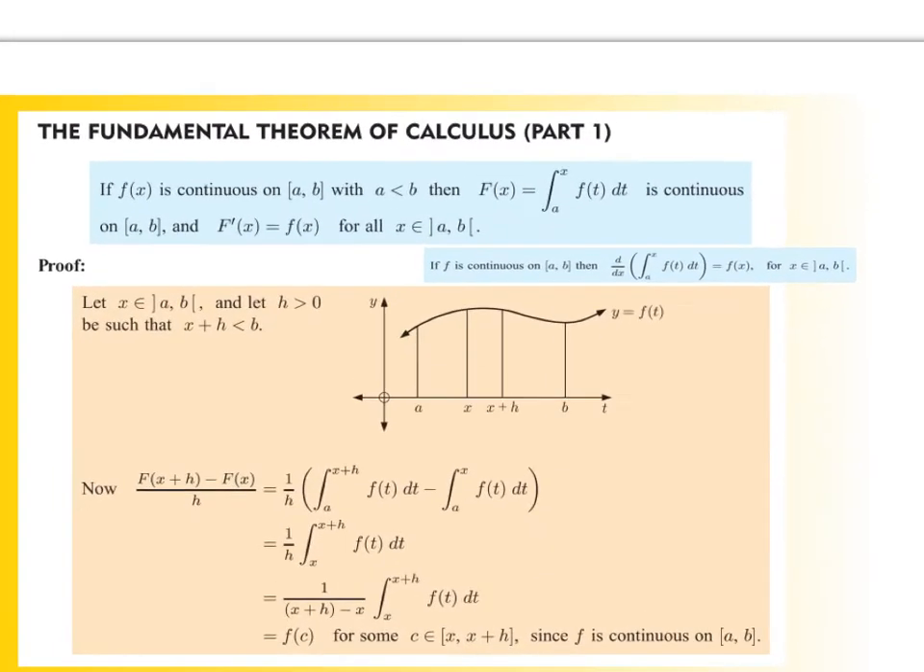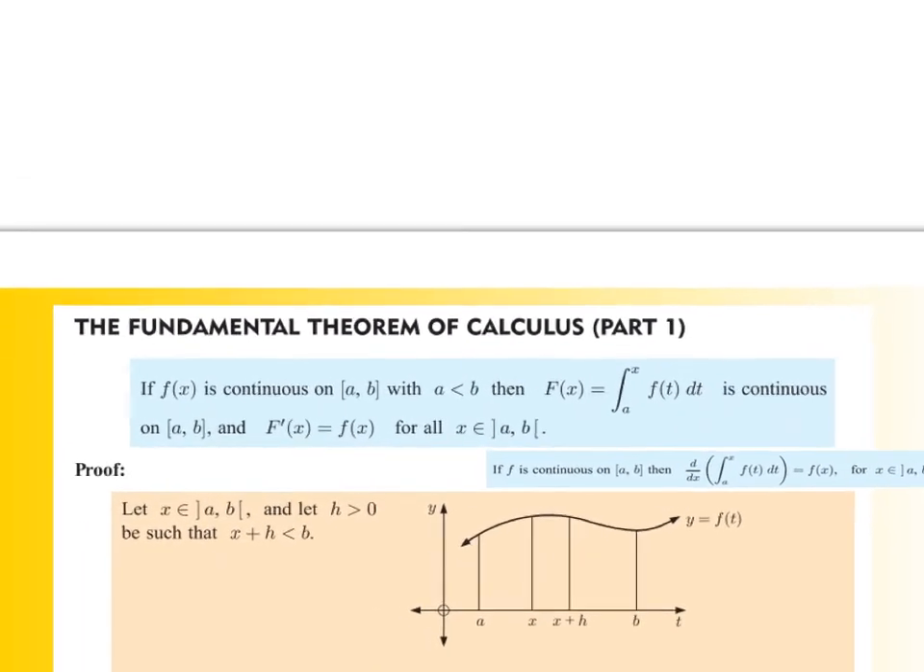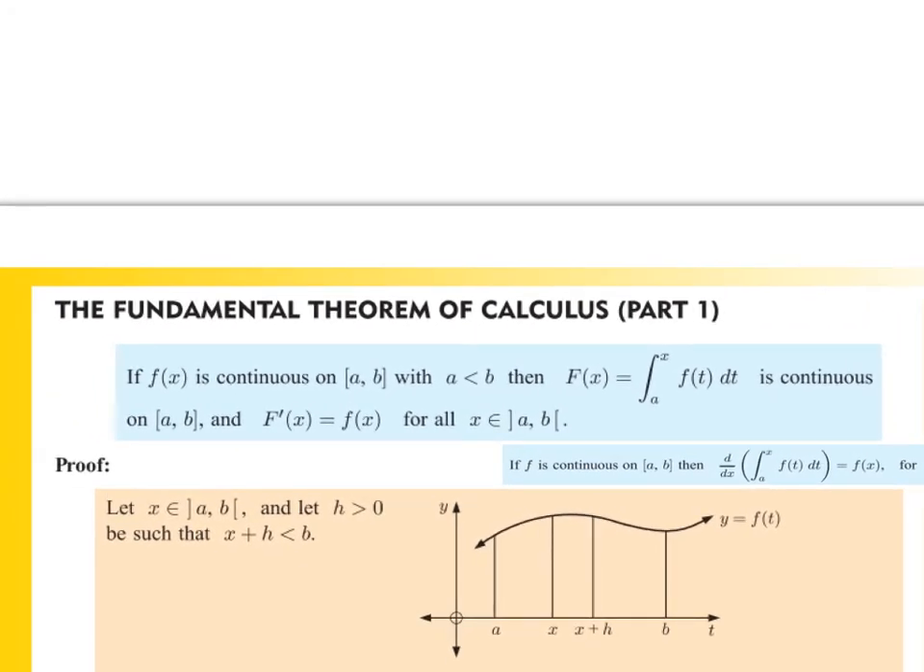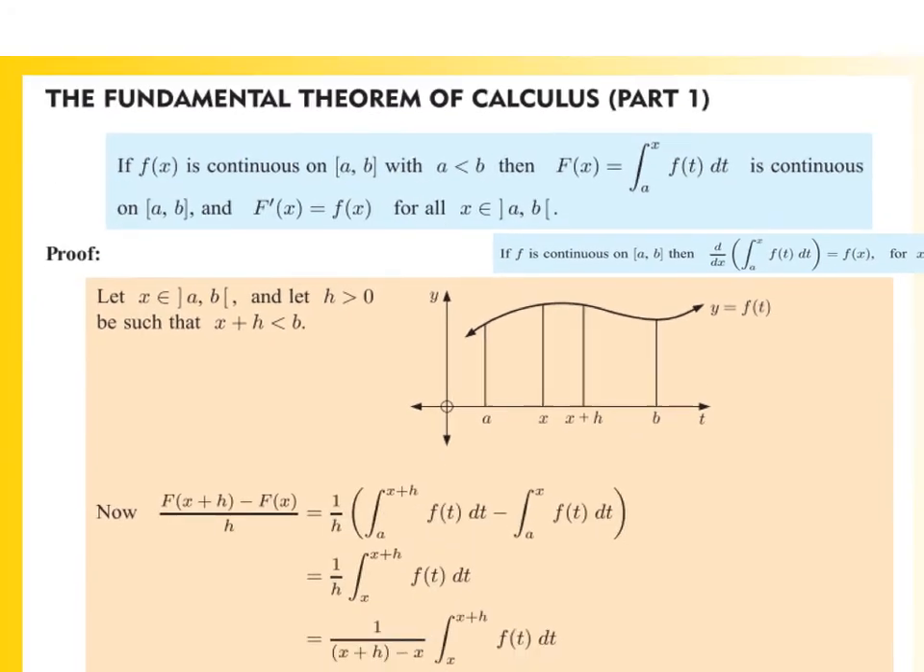Okay, I'd like to look at the fundamental theorem of calculus, part 1. If f is continuous on the closed interval a to b with a less than b, then the function F of x equals the integral from a to x, where a is a constant and x is a variable, of f of t dt, is continuous on a to b, and F prime of x is f of x. So what the heck is that saying, double lightsabers?